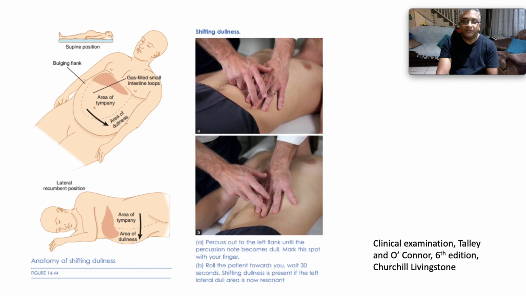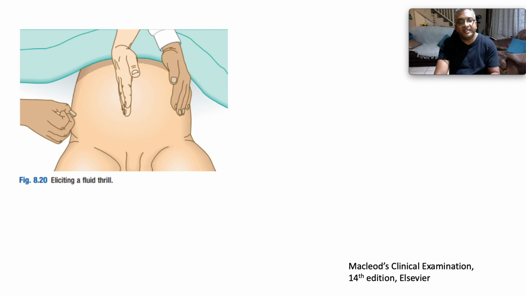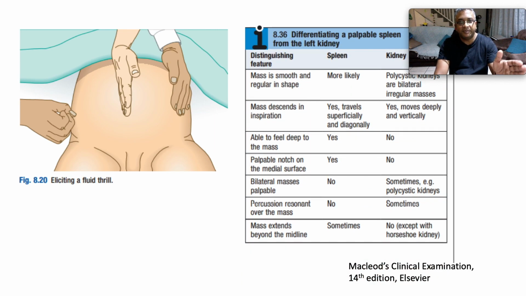Right? That confirms shifting dullness, and that's the technique, right? So you start from the midline, progress out until you get dullness, then you turn the patient towards you, and that area that was initially dull now becomes resonant, alrighty? If there's tense ascites, you elicit a fluid thrill as depicted.